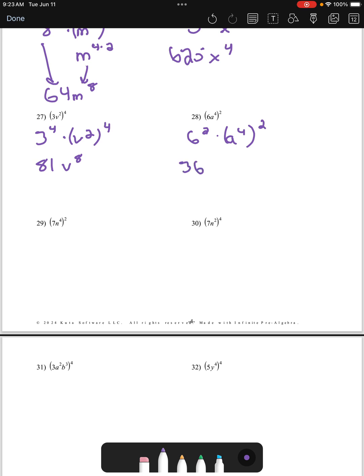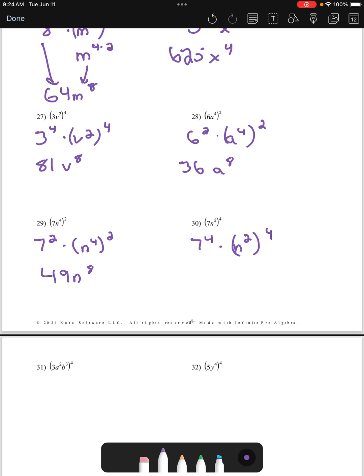So number 28, 6 to the second times a to the fourth to the second. 6 to the second is 36. A to the fourth to the second is a to the eighth. In 29, we're going to have 7 to the second times n to the fourth to the second. That is 49 n to the eighth.